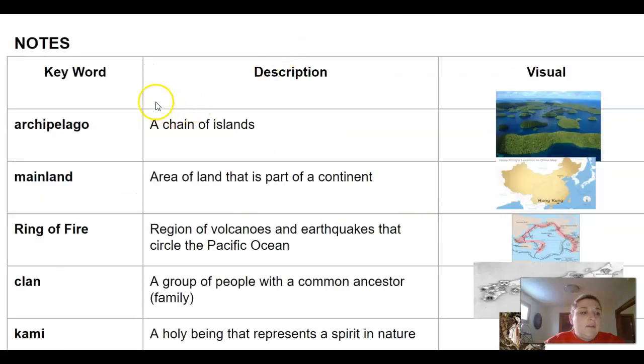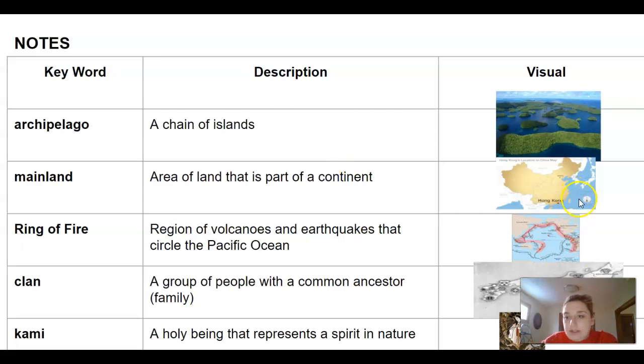All right, so we have 5 vocab words today. The first one is really important because it's what Japan is. And the first word is archipelago. And basically what that means as far as landforms is it's just a chain of islands. Hawaii's an archipelago too. There's just like islands. Mainland, which is the area of land that is part of the continent.